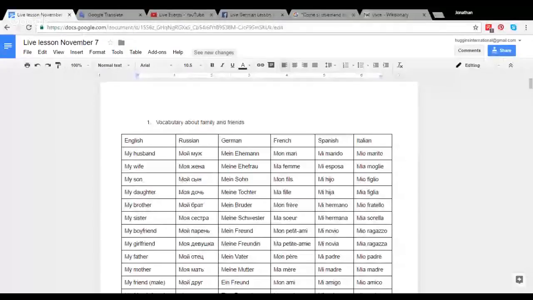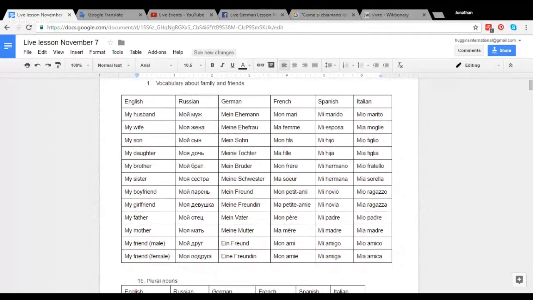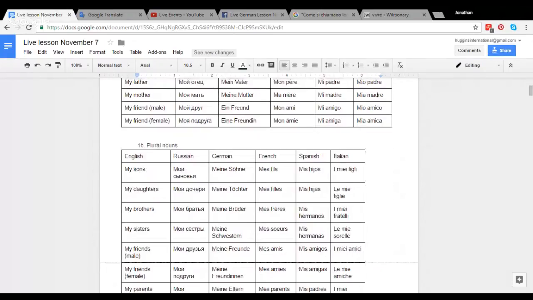So I'm going to get started here with a screen share and see that you can see this Google document with the vocabulary. So I think you can see that now. So I'm going to move over here. So this was from the previous time: the husband, wife, son, daughter, brother, sister, boyfriend, girlfriend, father, mother, friend. So we're using mein for the masculine singular and meine for the feminine singular. And in the plural, we're going to use meine.